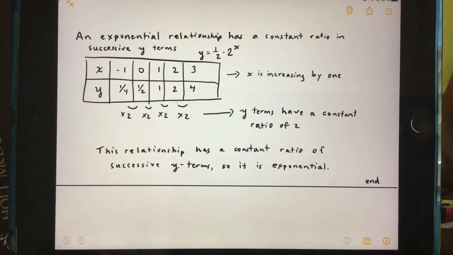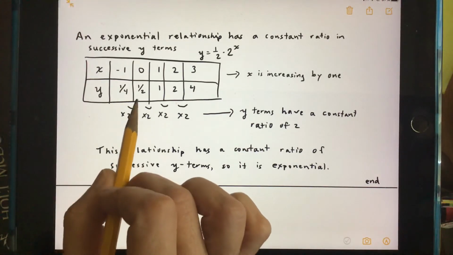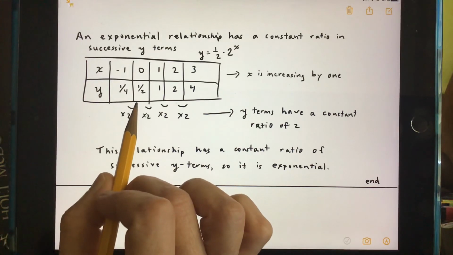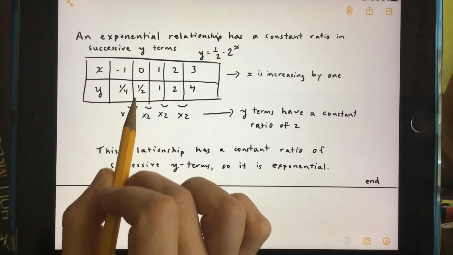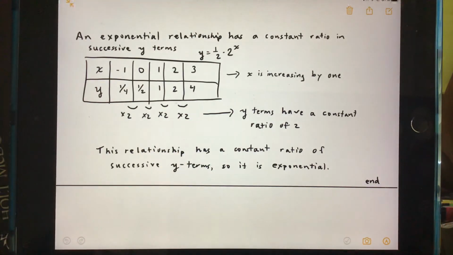Well, this time we can't add or subtract any number in first differences, second differences, third differences. That will never come out the same. But here we're going to notice that we can multiply each y value by 2, and it will create the y value to the right. 1/4 times 2 is 1/2. 1/2 times 2 is 1. 1 times 2 is 2. 2 times 2 is 4. So we have what's called a constant ratio of 2.